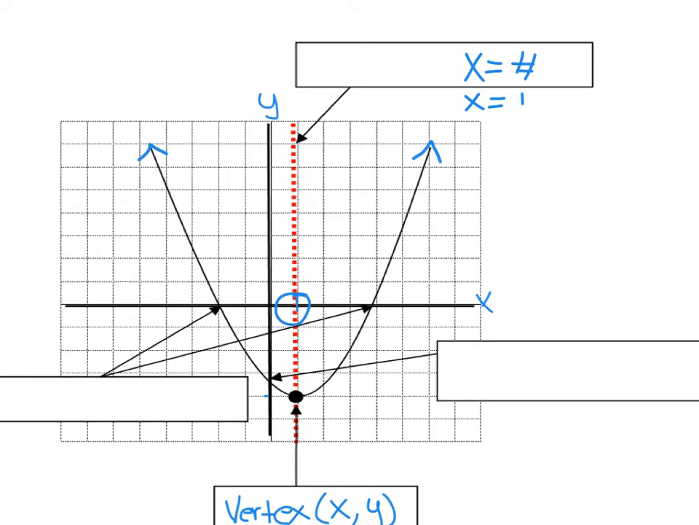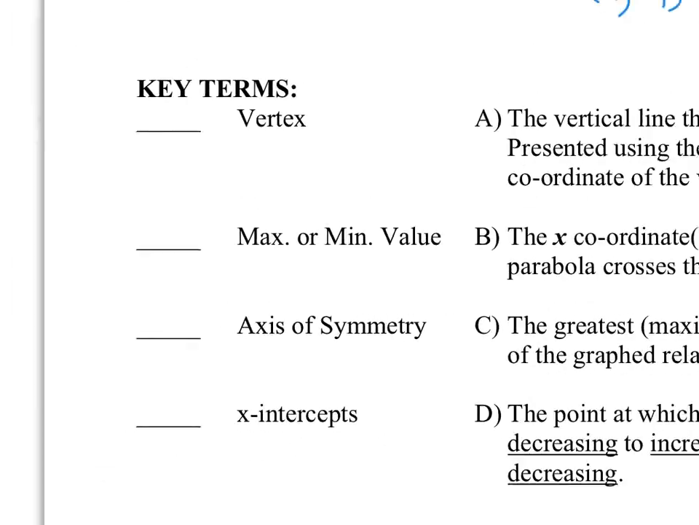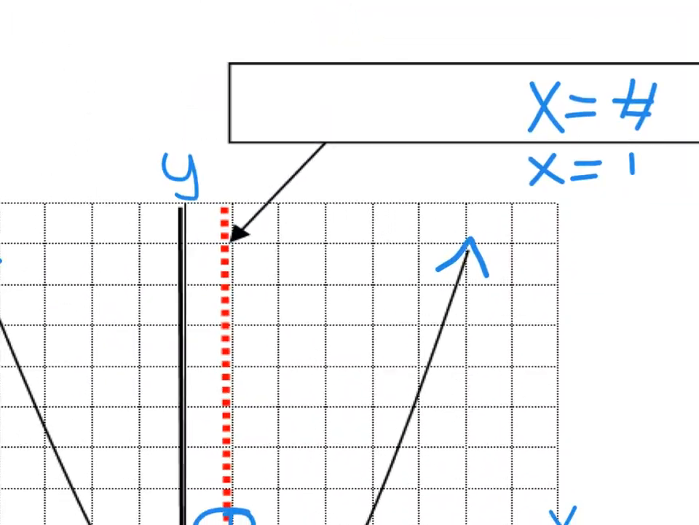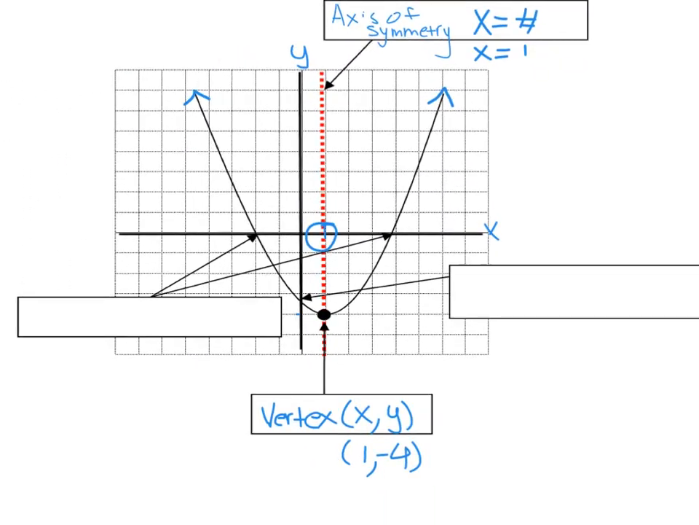So what's the name of this vertical line? We call it an axis of symmetry, which is actually down here for you if you need to know how to spell it. The axis of symmetry is the line that cuts the parabola in half. Now, do you notice something special about the value of this axis of symmetry? That's right. It's the x value from my vertex. So this x value from the vertex is the axis of symmetry.